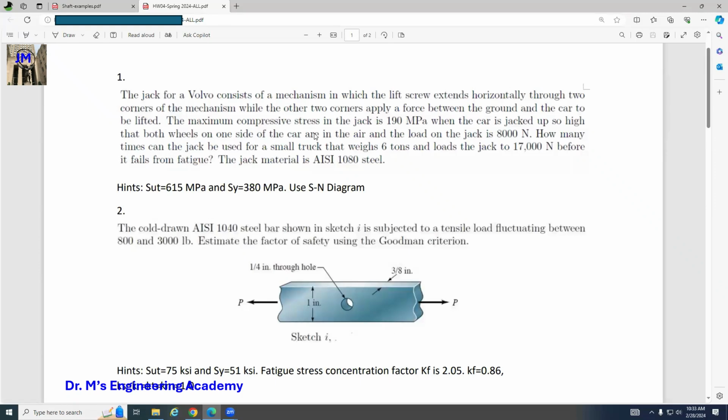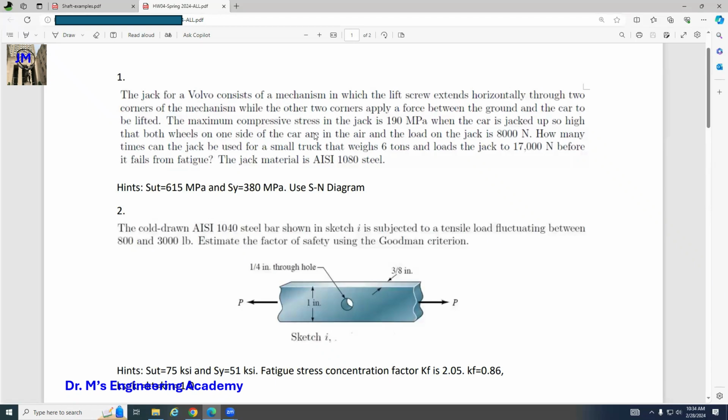So how to get the S_e prime? Then how to get the S_e? S_e equals S_e prime multiplied by k_s, k_f, k_t, and k_m. See, all these values are given. k_f is given, and k_s, k_t, k_m are all equal to 1.0, and also k_r. You can get the S_e prime.